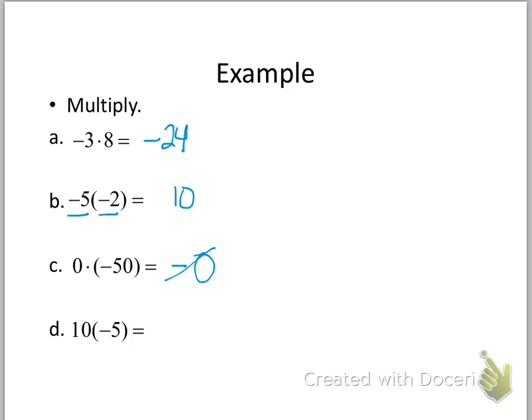So no negatives with zeros, but we do write 0. Okay? And the letter D here, we've got negatives not in pairs, so our answer is negative 50. 10 times 5 is 50.